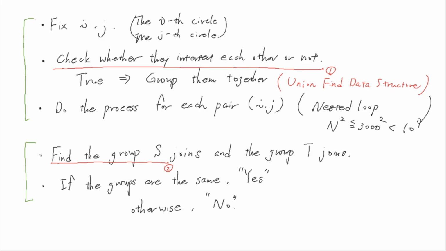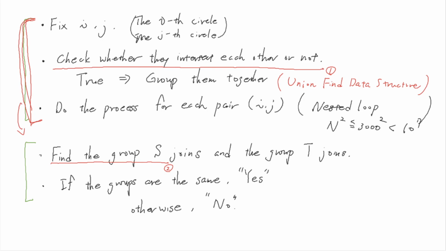So this process is a process for making groups. And then you have to answer this question. So first, find the group S joins and the group T joins.